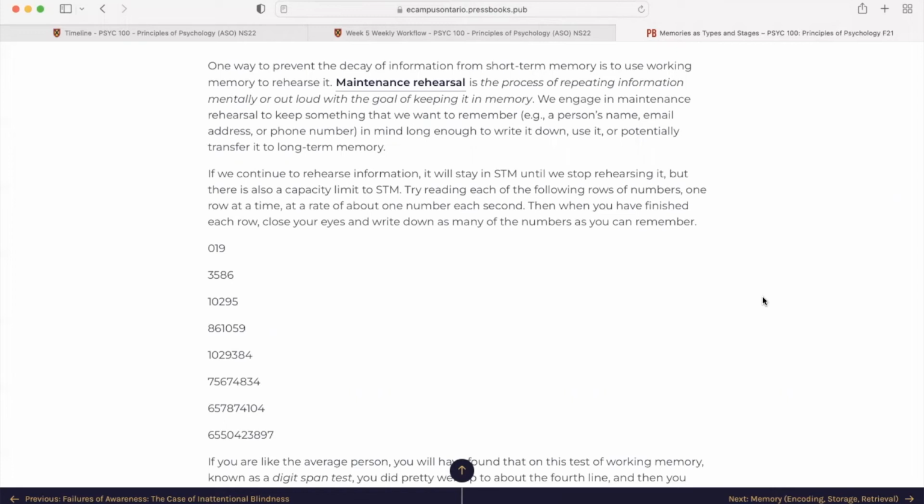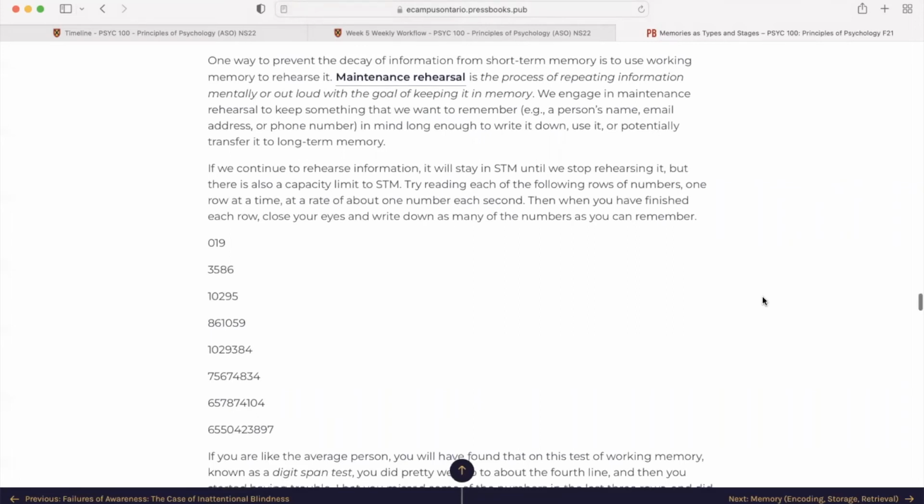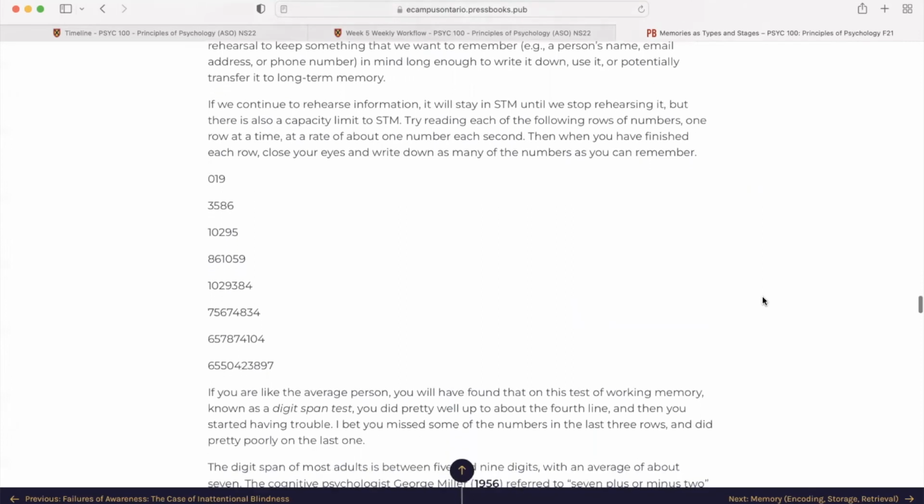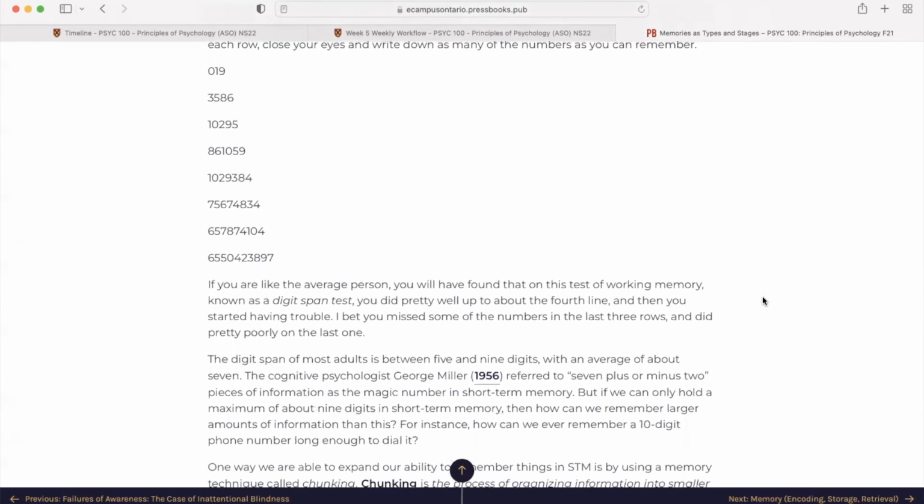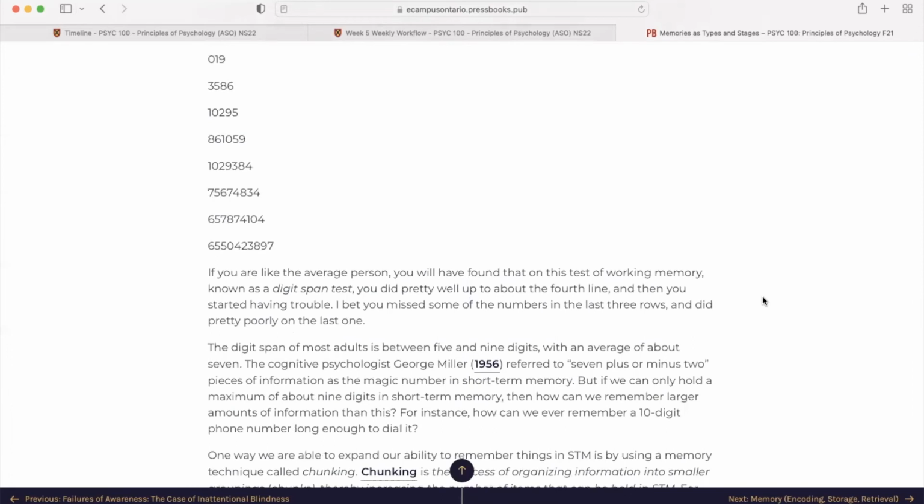So here's a little thing to try. Read the following rows of numbers one row at a time at a rate of about 1 number each second. Then when you have finished each row, close your eyes and write down as many numbers as you can remember. So if you're listening to this, you can try this at home later, especially if you're driving and listening to it. But you basically write down the set of numbers. The first set of numbers will have 3, the next 4, 5, 6, 7, 8, 9, 10. 10 is the maximum, and then you can go back and test yourself.